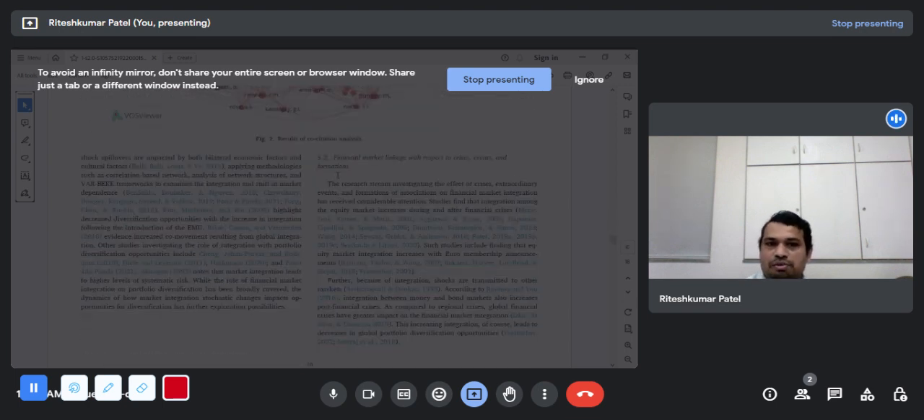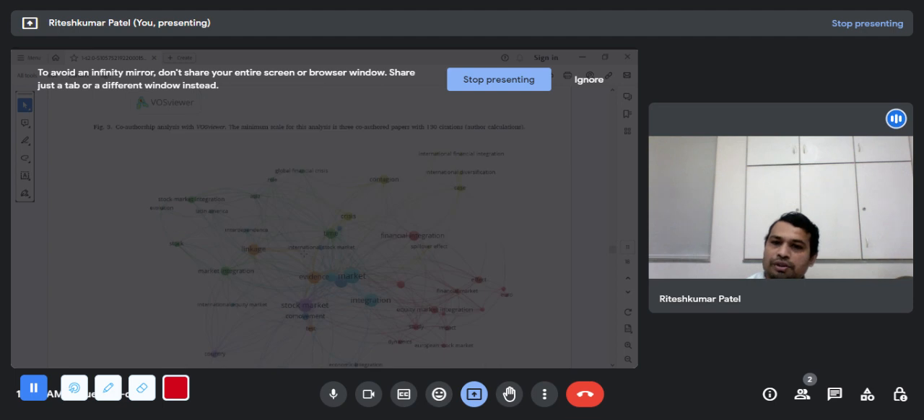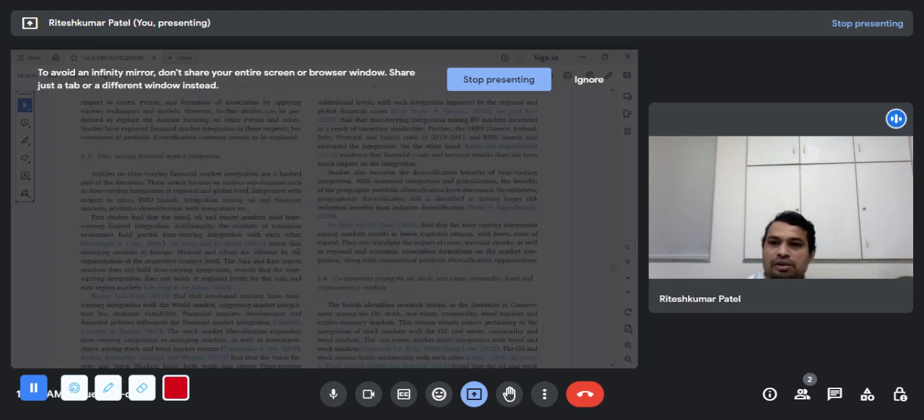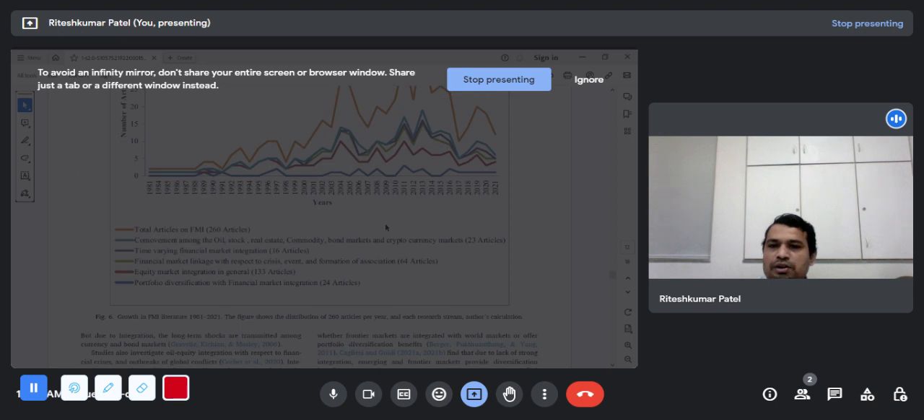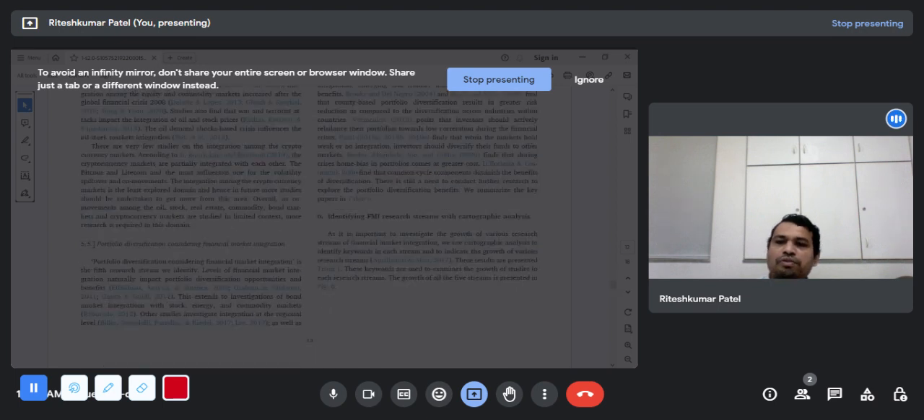The second stream is where the papers pertaining to financial market linkage with respect to crisis events and formation of groups come into place. Then the third is time-varying financial market integration. Fourth is co-movement among oil, stock, real estate, commodity, bond, and cryptocurrency markets. And likewise the fifth is portfolio diversification considering financial market integration.